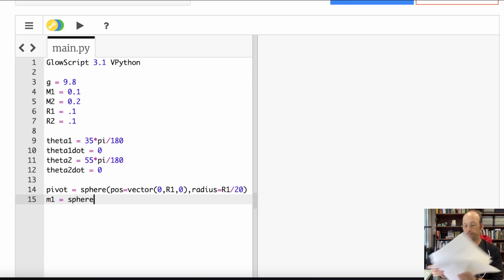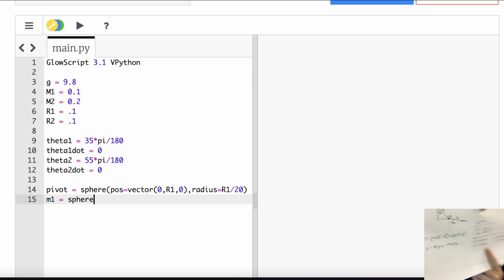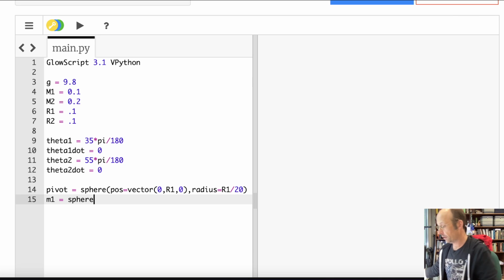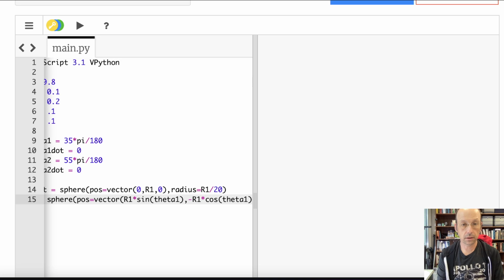See, here's my notes from the last time. I can use this. See this x1, y1 stuff right there. I'm going to use that. So let me put this right here so I can see it. Okay, so let's just, I can do it all in one fell swoop. The position of mass 1 is going to be equal to vector r1 times sine theta 1, and the y coordinate is going to be negative r1 times cosine theta 1, 0.